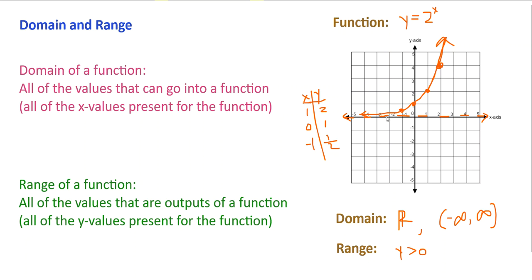My graph actually never touches that line. It gets super close to it, as close as you could possibly imagine, but it never touches the number 0. So I have no y value equal to 0 for my function. In interval notation that looks like this, I don't include the number 0, so I use a parenthesis around the number 0. Okay, so that's it for exponential functions.